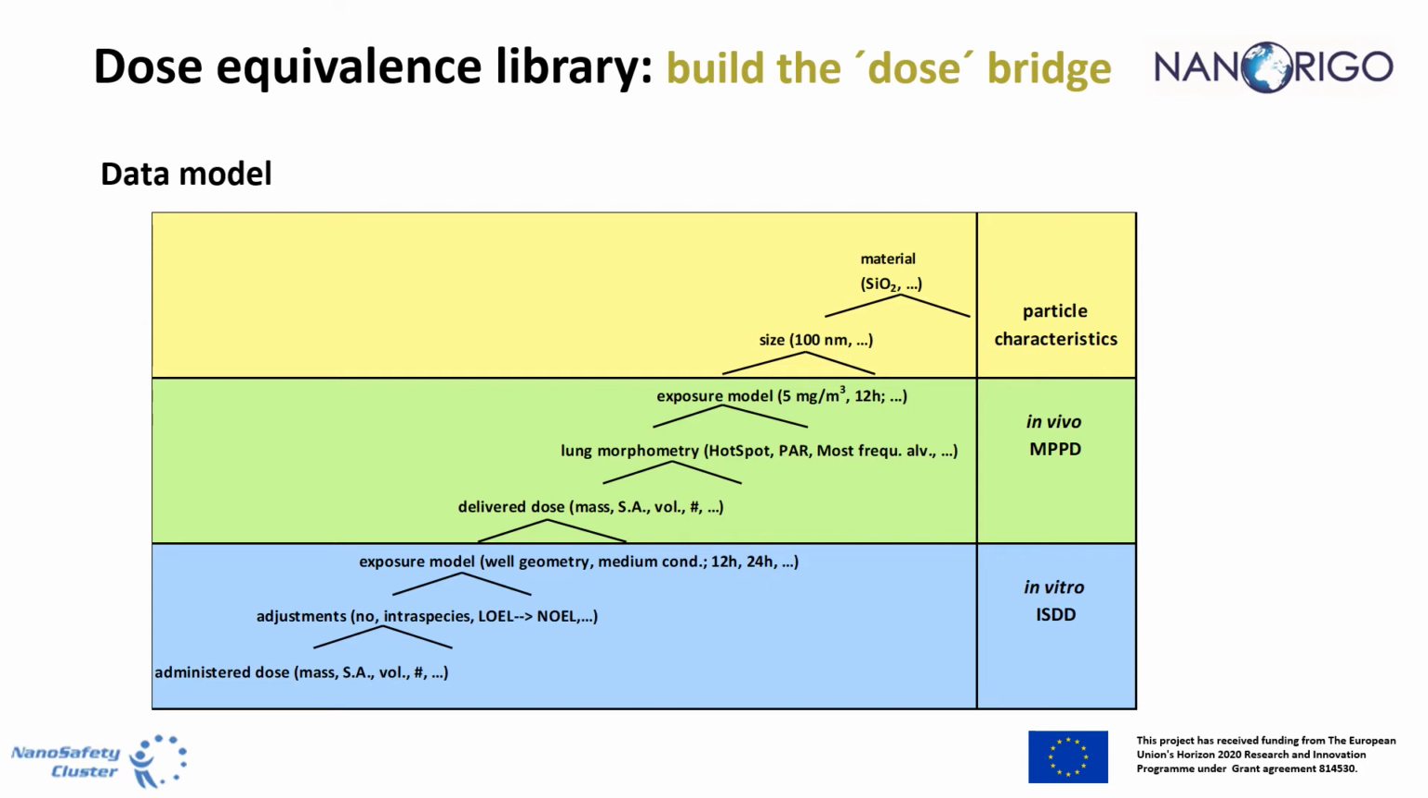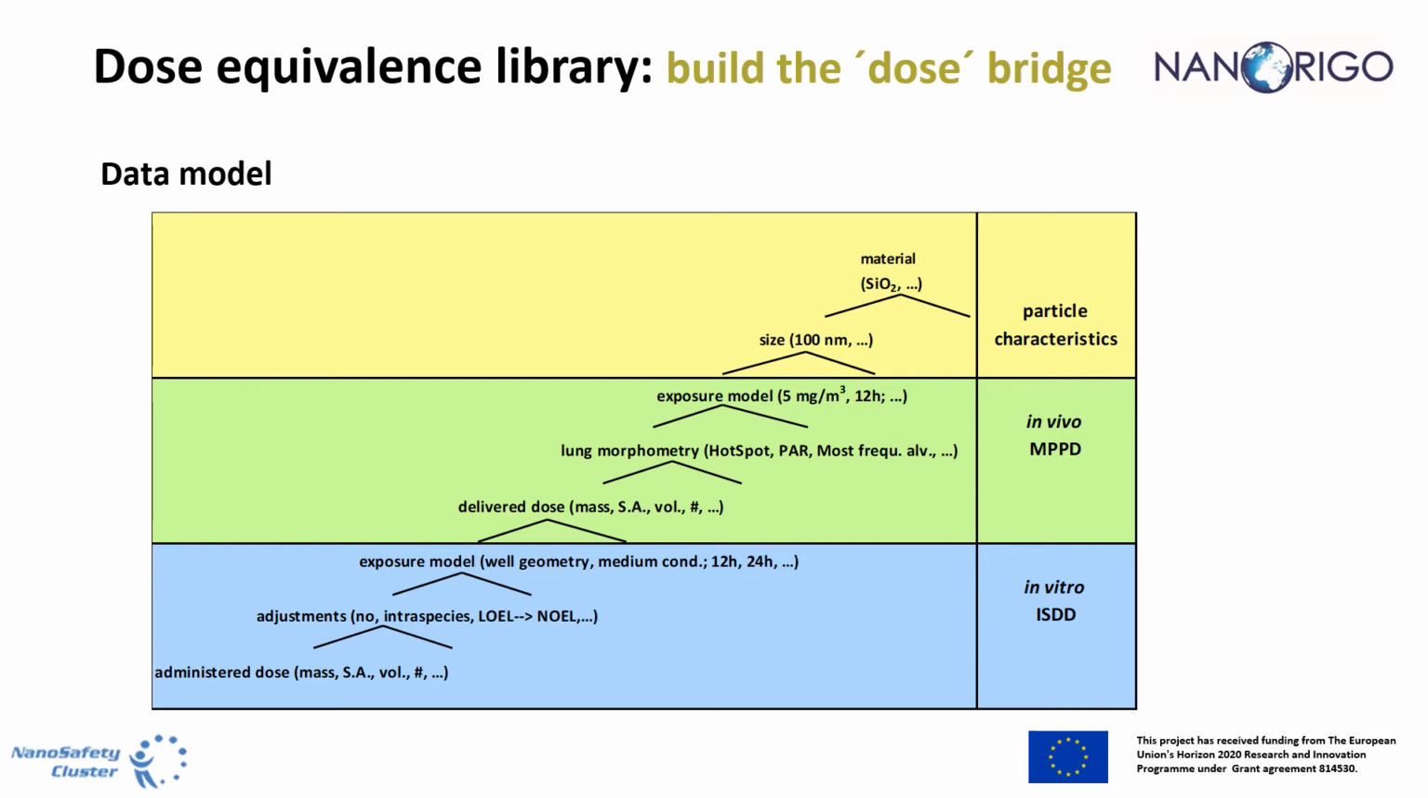To support this purpose, we developed a dose equivalence library. The database represents a library of cases for dose equivalence of the nanomaterial reaching cells in an in vitro experiment, and relating this to the dose reaching human lung tissues during realistic in vivo exposure.